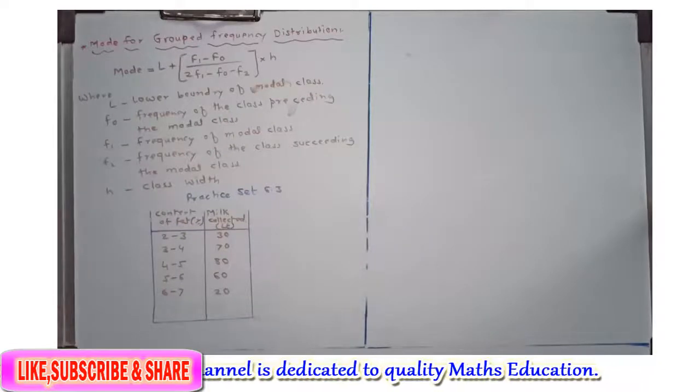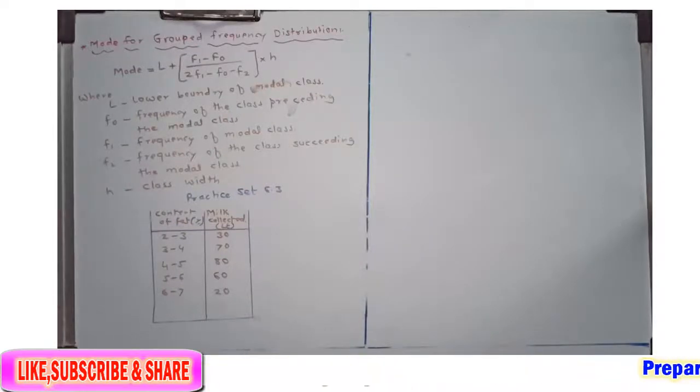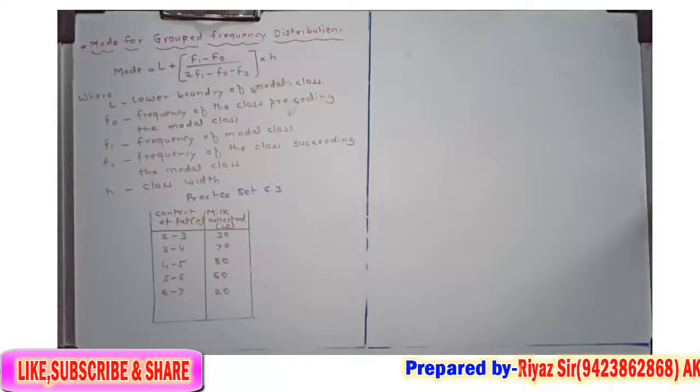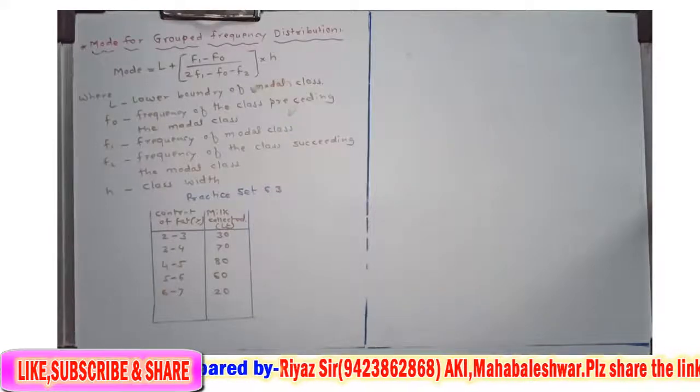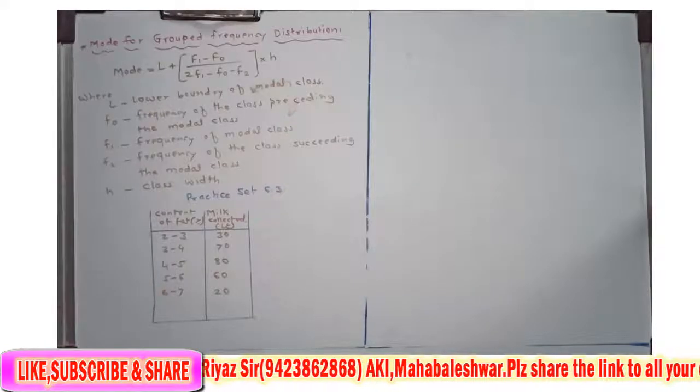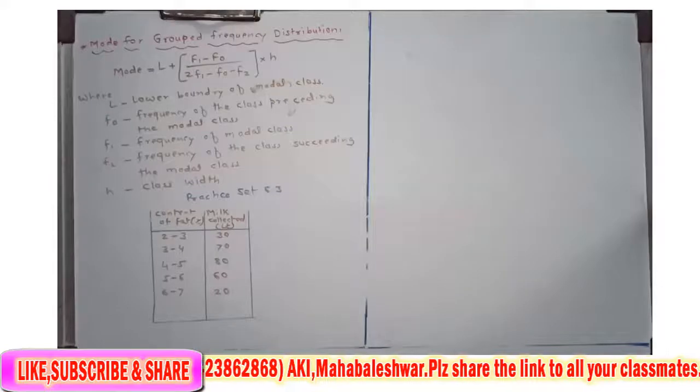Now here first example from practice set 6.3 I took here. The example is like this. The following table shows the information regarding the milk collected from farmers on a milk collection center and the content of fat in the milk measured by a lactometer. Find the mode of fat content.